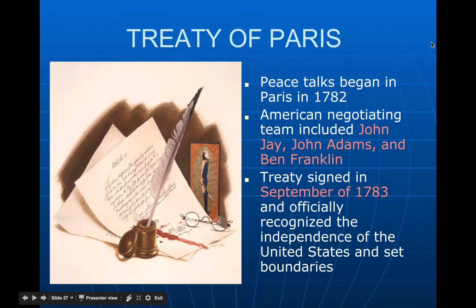The Treaty of Paris is the official document that ends the war and recognizes the United States as an independent country. It sets the boundaries for the United States, and it is signed in September of 1783. The American negotiating team included John Adams and Benjamin Franklin.